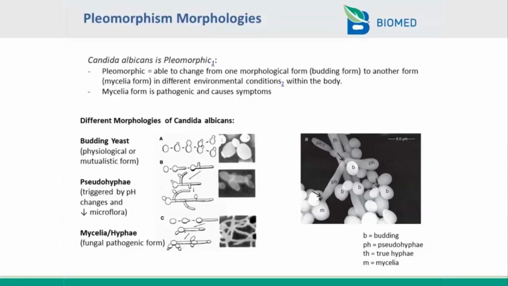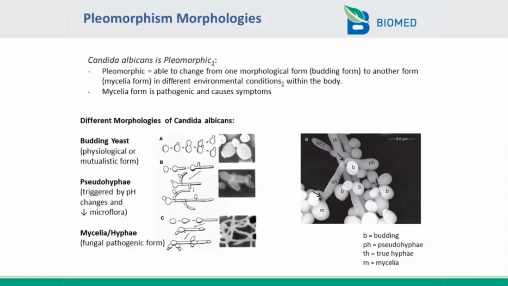There's some really cool images here, actually, that are done under the electron microscope. In the one image on the right, you can see there's this cluster, and it's got bud forms, it's got the pseudohyphae, it's got what's called the true hyphae, and then the mycelial forms as well. They all cluster up, so they're not all kind of independent of each other. Once it gets into that mycelial form, that's when it's pathogenic, and that's when it does cause symptoms.